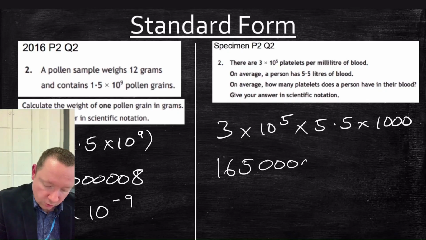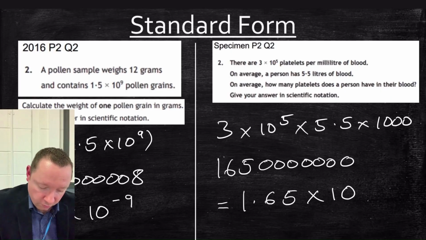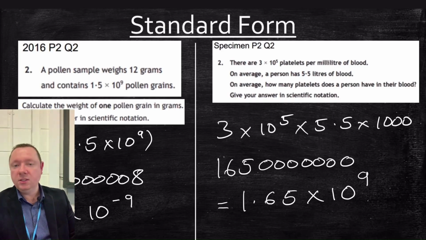165, 1, 2, 3, 4, 5, 6, 7 zeros. So that equals 1.65 times 10 to the power of 9. 7 zeros plus 2 and 5 ... make 9.